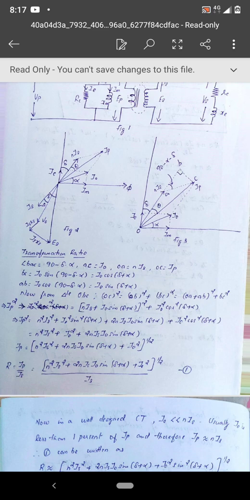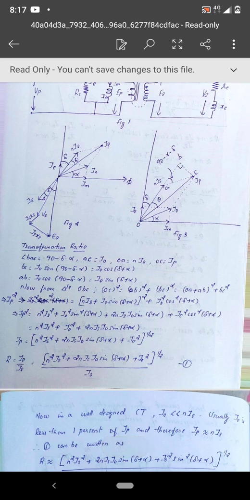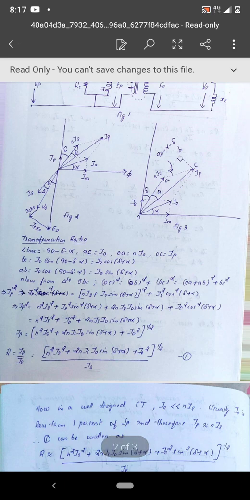Okay, and then what is the angle BAC? Angle BAC is nothing but, you can just see and understand, 90 minus alpha minus delta. That is, the entire angle is 90 degree. That dotted line is equivalent to I naught, and the other is equivalent to NIS. So that angle is nothing but the angle between NIS and I naught.